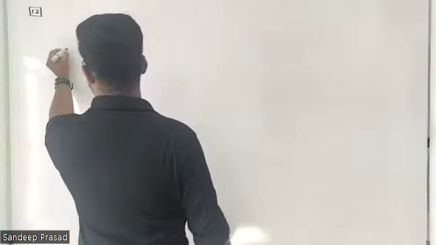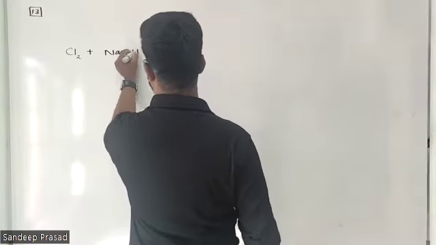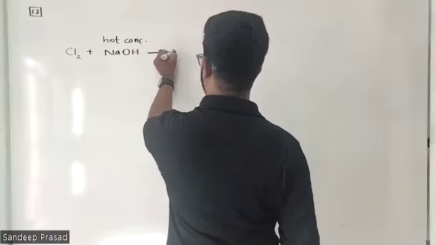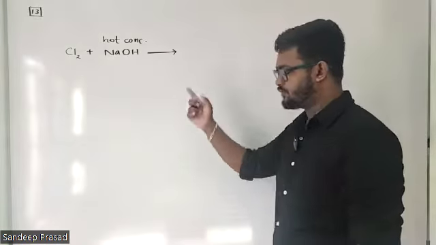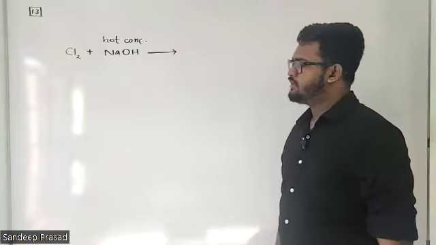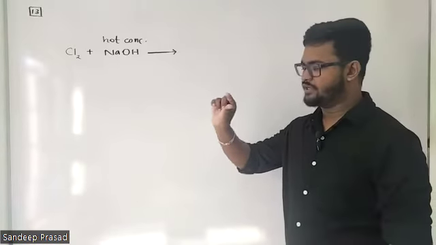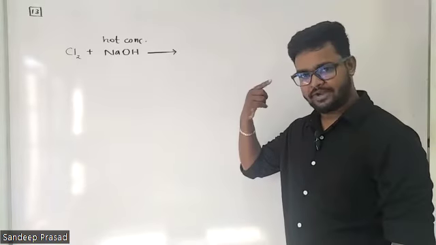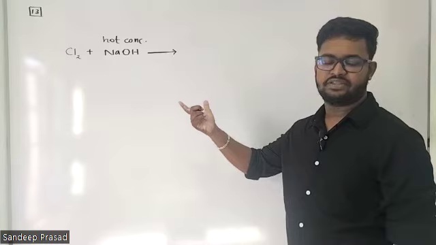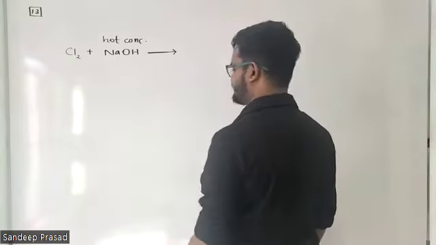So number 13. Chlorine is reacting with hot concentrated sodium hydroxide. We have discussed this one in the last Thursday theory class also. I told you that conditions are very important. If they have given conditions like hot concentrated sodium hydroxide, then you should be able to predict the relevant products. If it is cold dilute sodium hydroxide, then you should know what the products are, right? Okay, then we know that this is a disproportionation reaction.